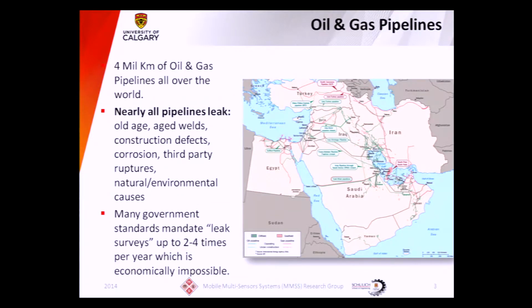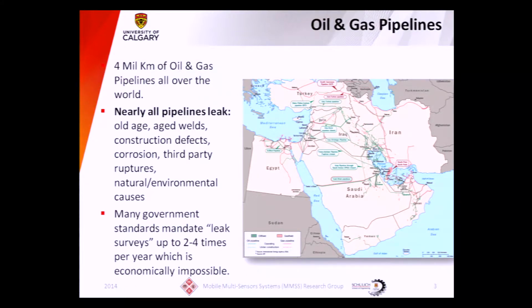So just a little bit of background. There are about 400 million kilometers of oil and gas pipeline across the world. In North America, for example, we have about 600,000 kilometers. And in the Middle East, as far as I know, there is close to about 250,000 kilometers of oil and gas pipelines. The problem is that most, if not all, pipelines will definitely have problems, and most of the problems are related to leakage.